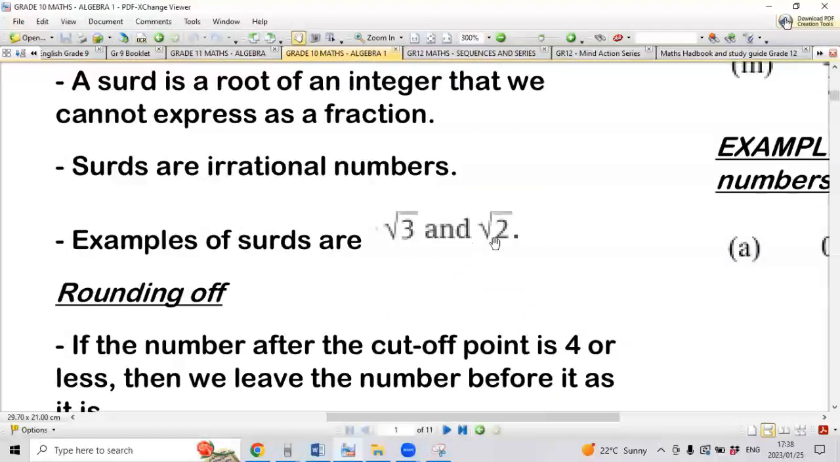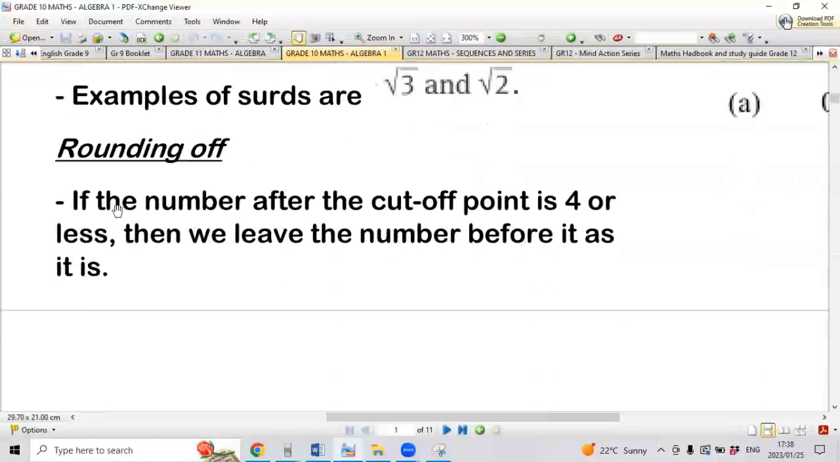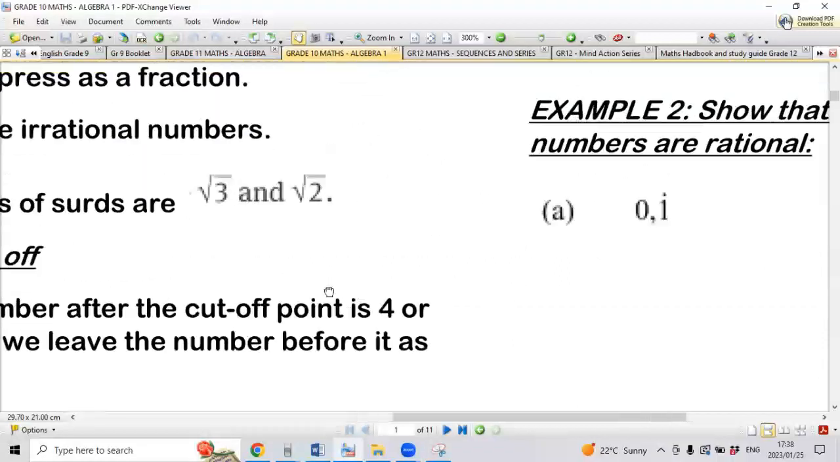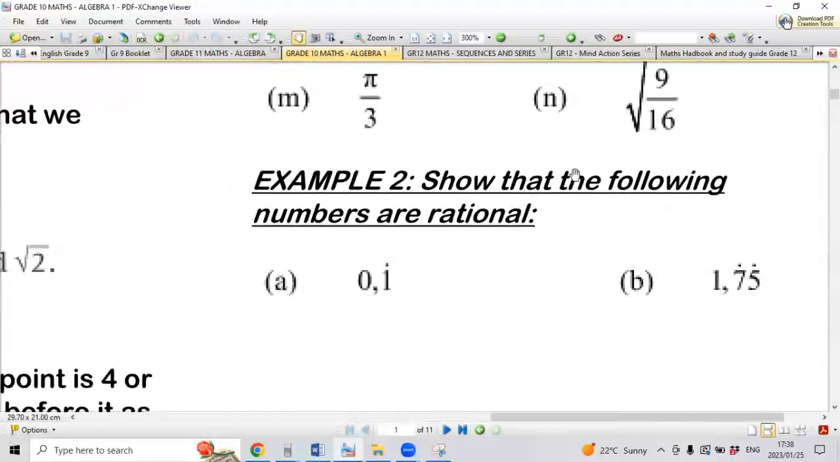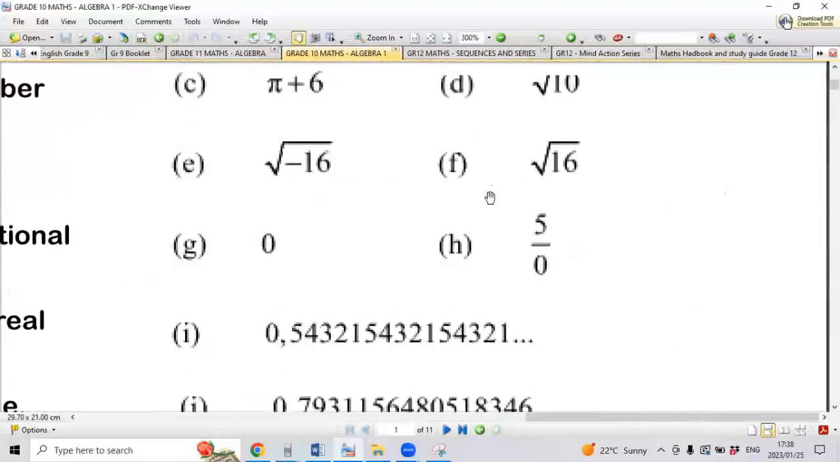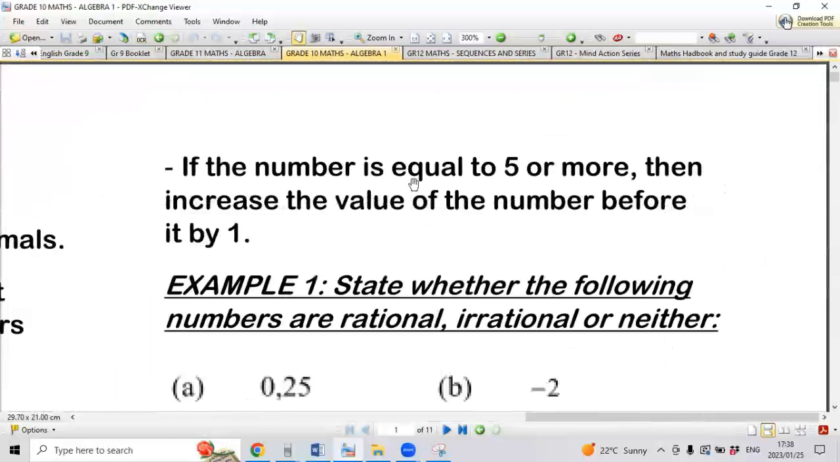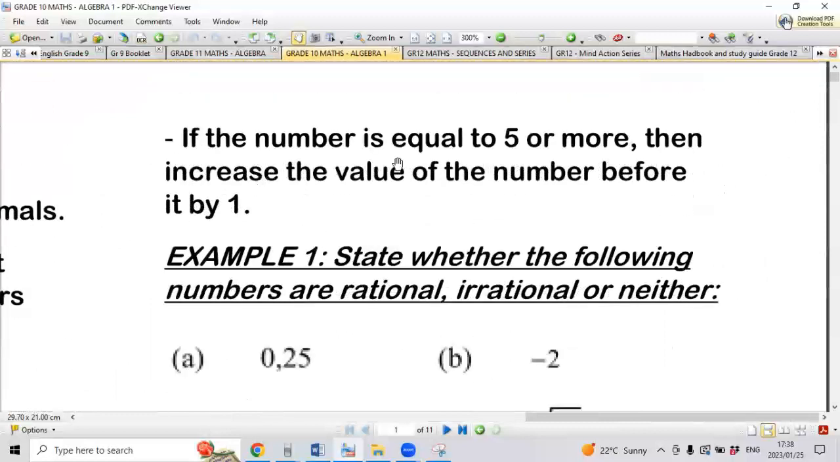Examples of surds are root 3 and root 2. One of the things that we ought to do as well is rounding off. If the number after the cutoff point is 4 or less, then we leave the number before it as it is. If the number is equal to 5 or more, then we increase the value of the number before it by 1.